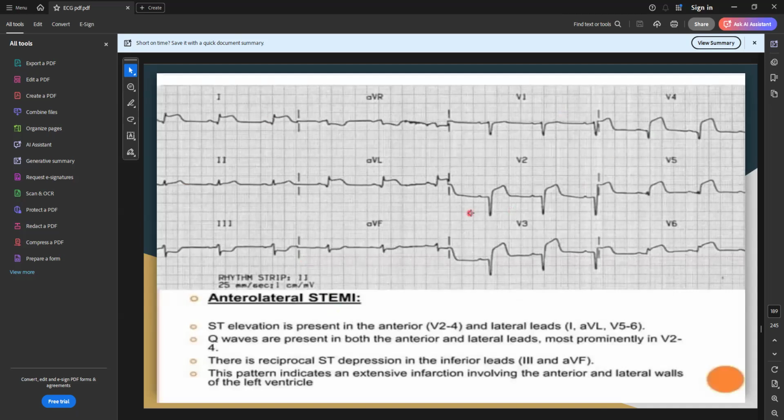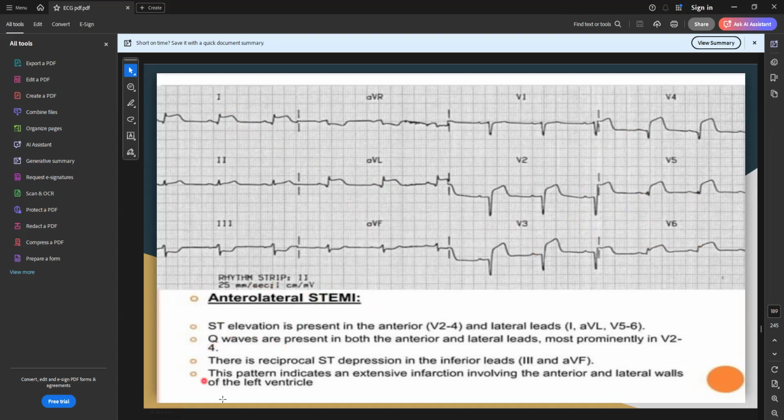So, this is the ECG showing anterolateral STEMI. What do you have to see in an anterolateral STEMI? There will be ST elevation in the anterior leads, that is V2, V3, V4. You can see the ST elevation here. And there is ST elevation in the lateral leads. Lateral leads are lead 1, AVL and V5 to V6. So it is a combination of the lateral wall plus the anterior wall, that is anterolateral STEMI.